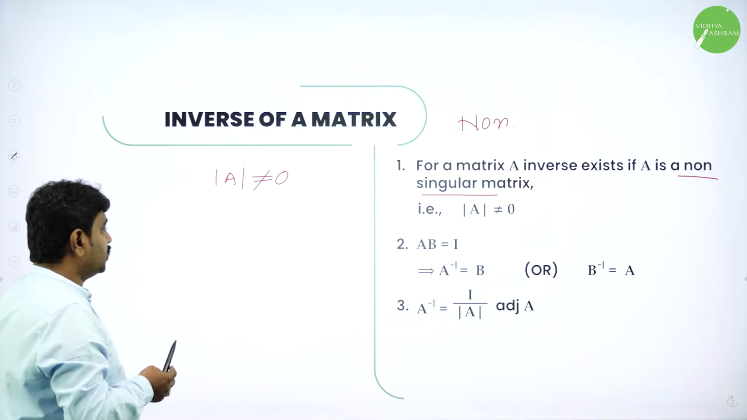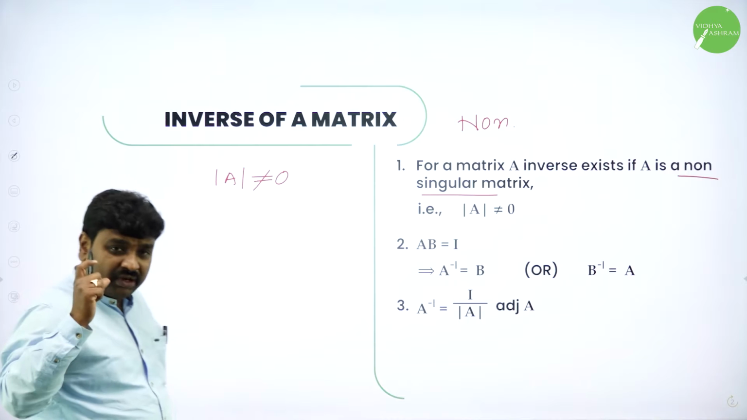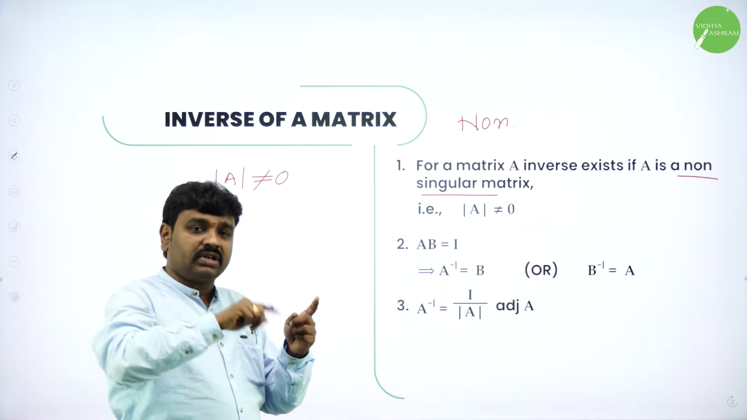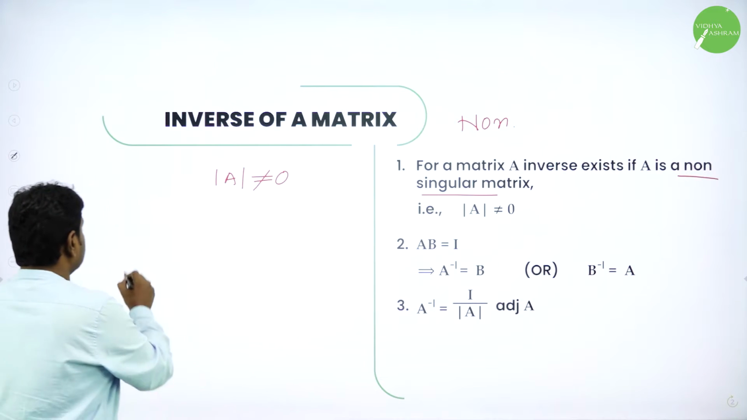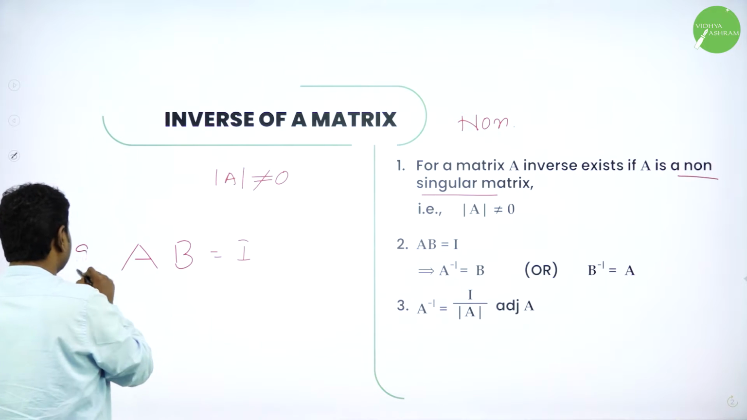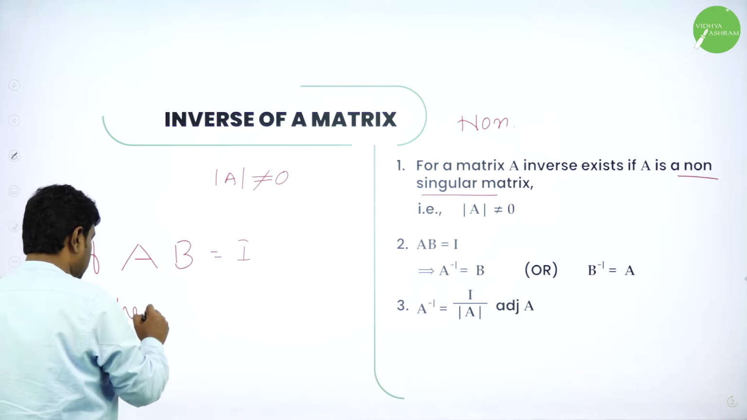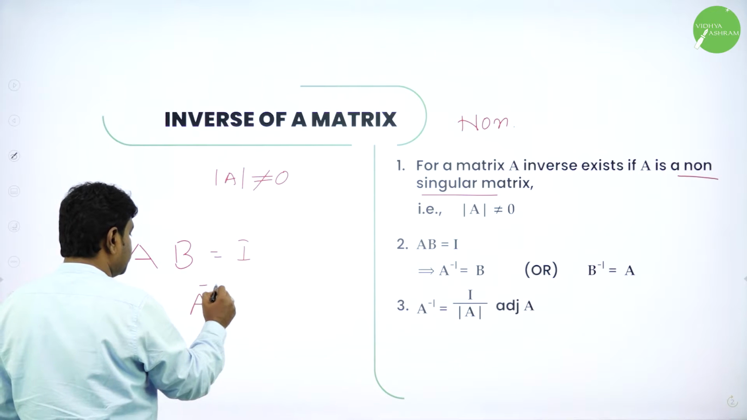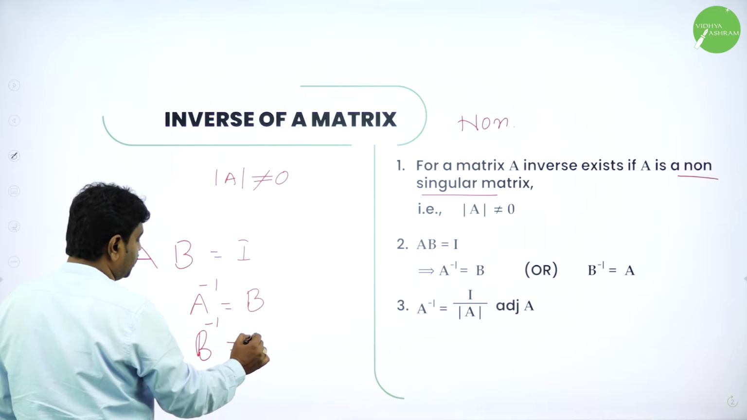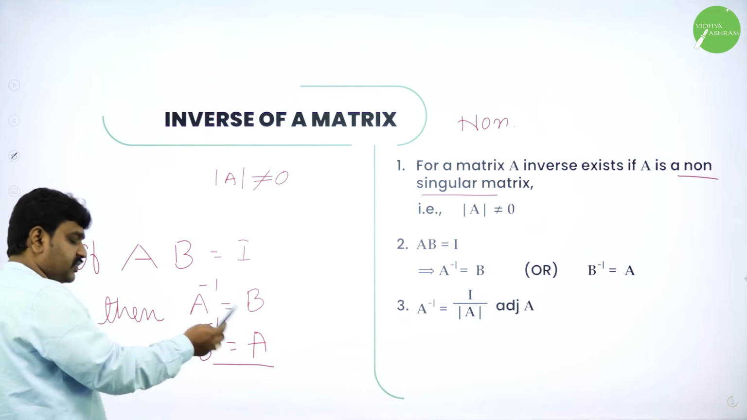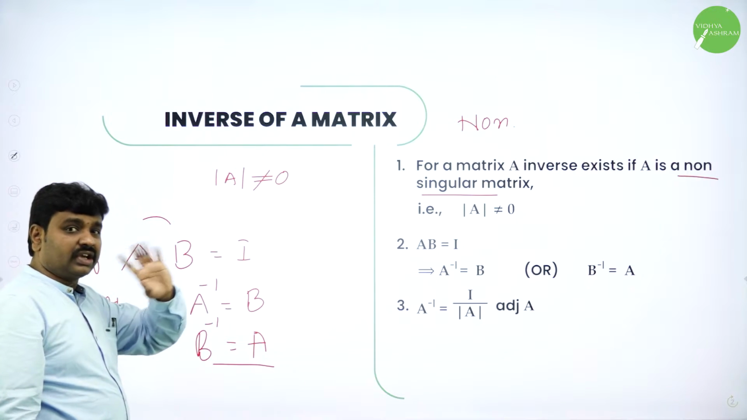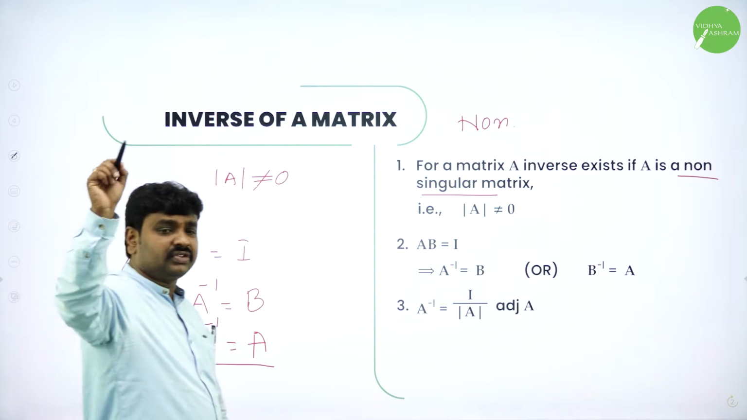Now inverse means: for a given matrix, if you multiply another matrix and you get identity, then one is the inverse of the other. If A into B gives you I, then A inverse is B and B inverse is A. Inverse of B is A, inverse of A is B. One is the inverse of the other. That's why the product of a matrix and its inverse is identity.